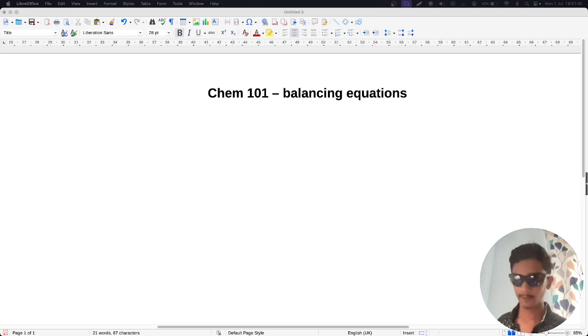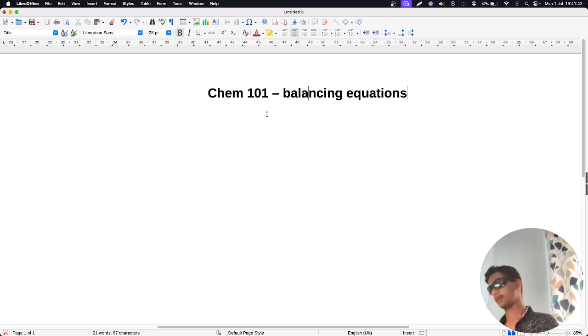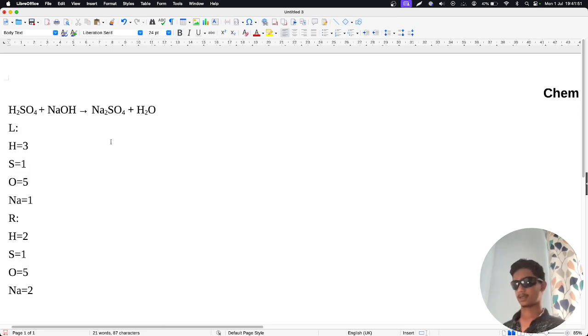Hi there. Today we'll be looking at Chemistry 101, Balancing Equations. This is a GCSE exam favourite, so it's good. Right, let's get started. Here's our chemical equation.